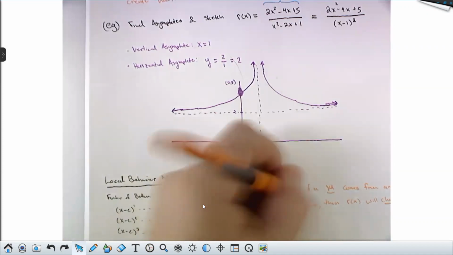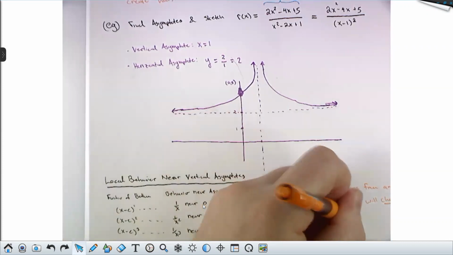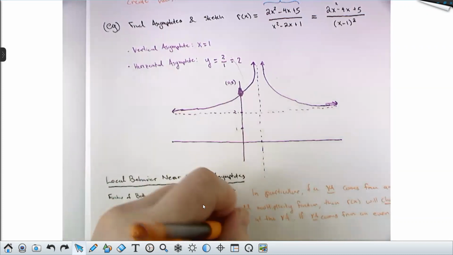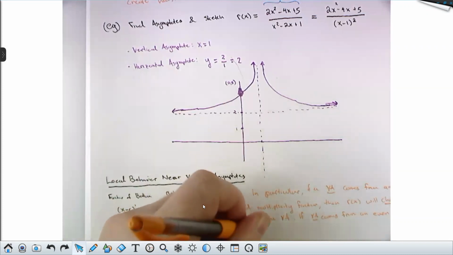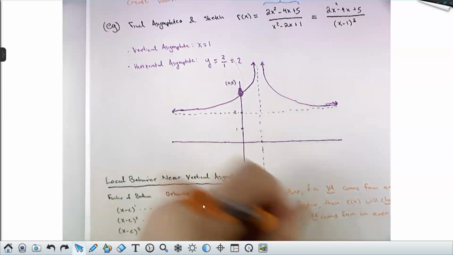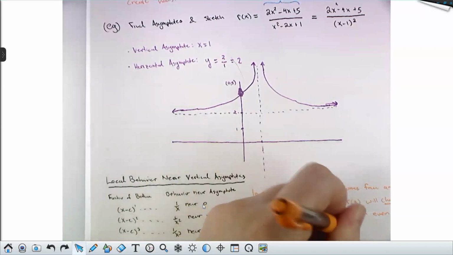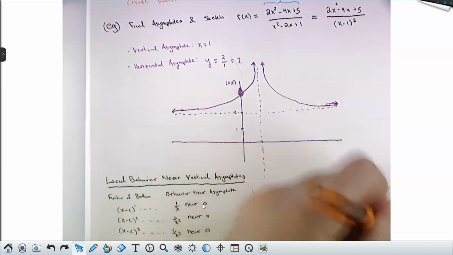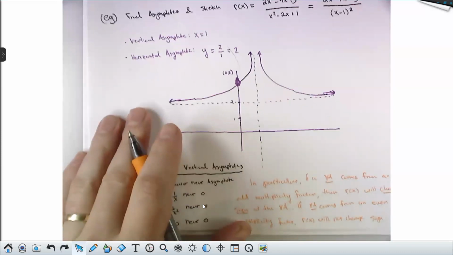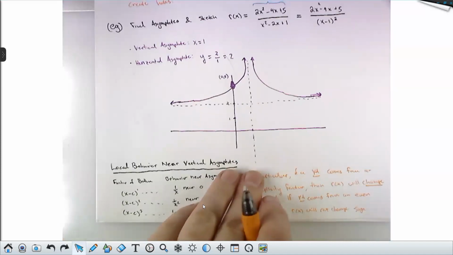And if the VA comes from an even multiplicity factor, then r of x will not change sign. So what do I mean by changing sign or not changing sign? I mean going from positive to negative or not, right?